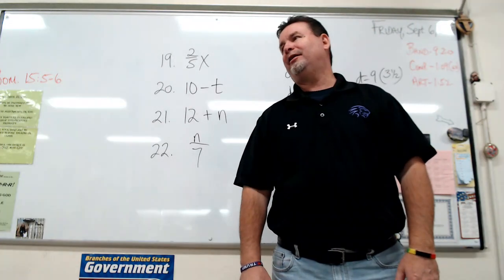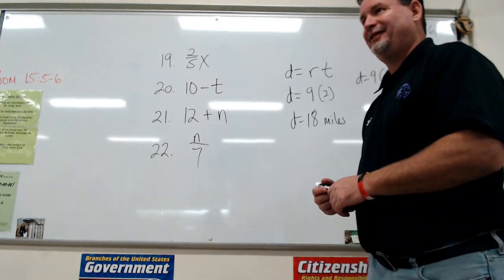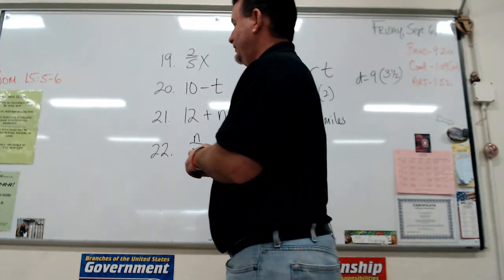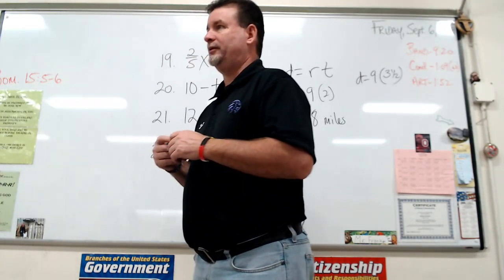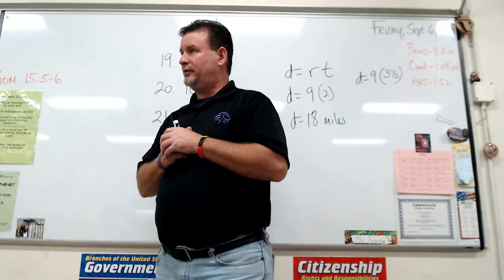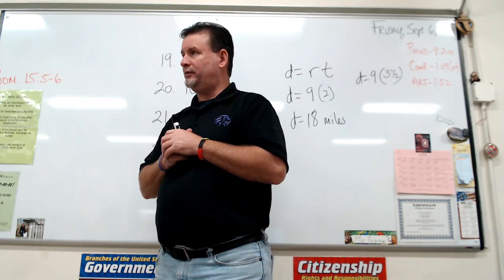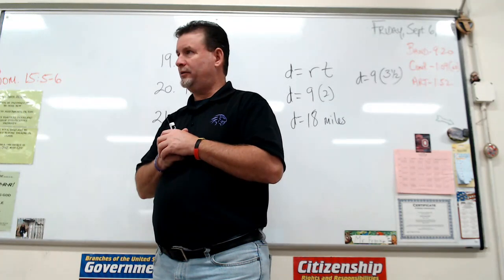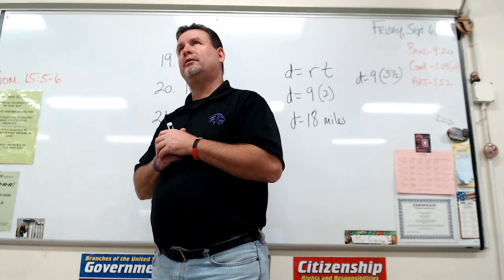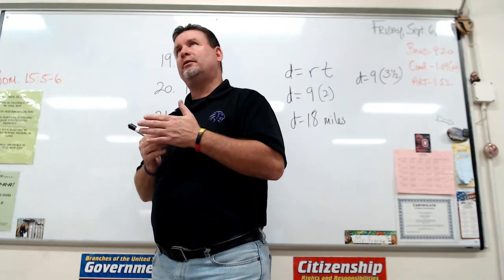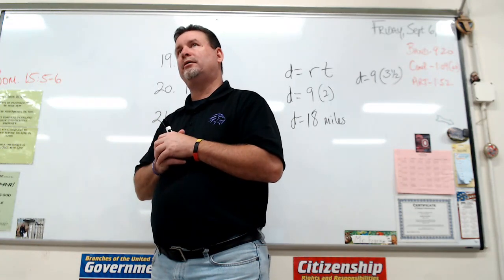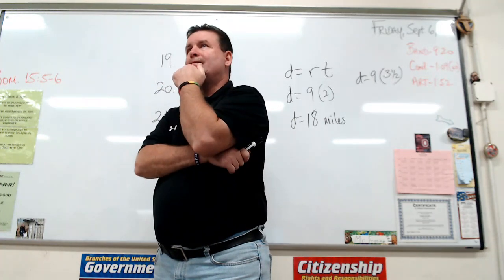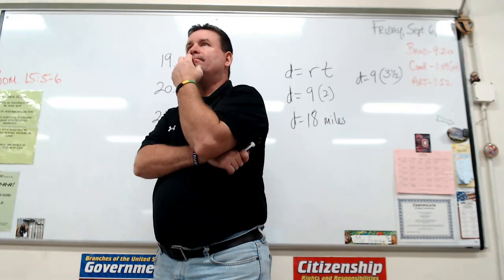Come on, Ethan. Want me to read mine? Sure. Mow the lawn, and it grows at a rate of 8D plus 2, where D stands for days since last mowed. The grass grows 1/4 inches at a time.